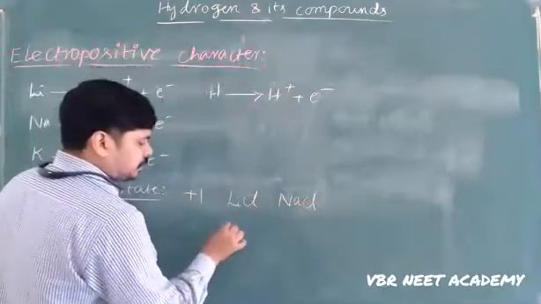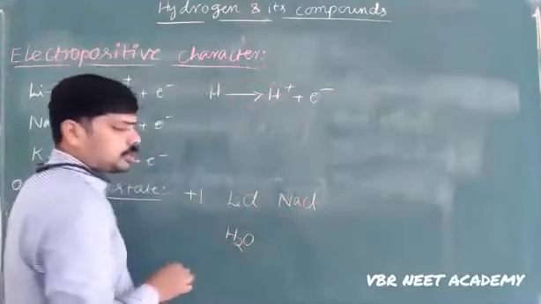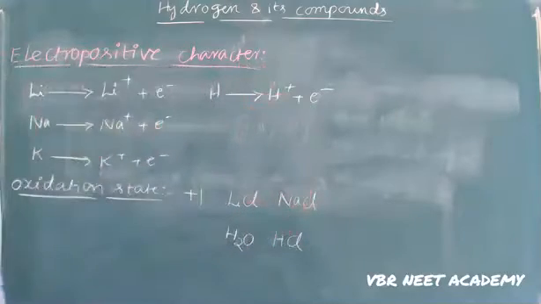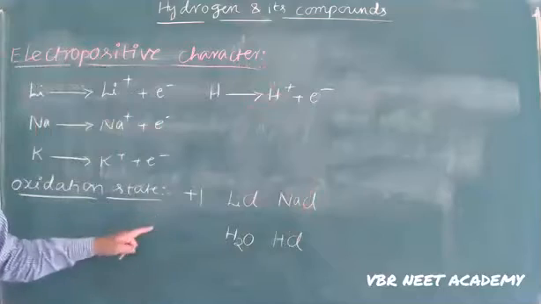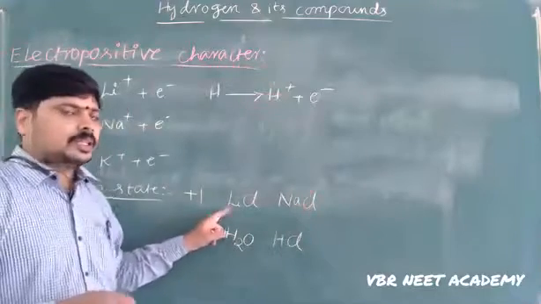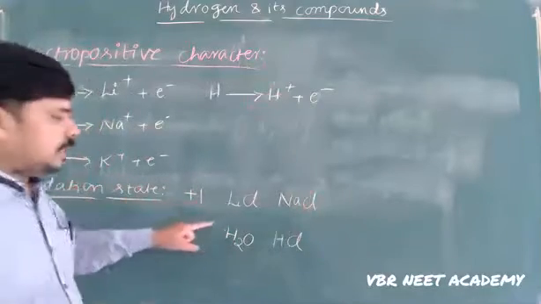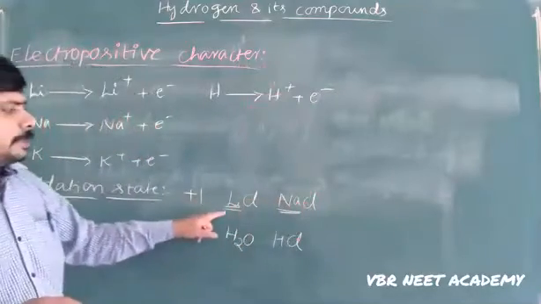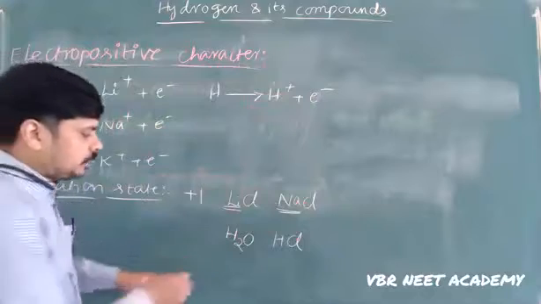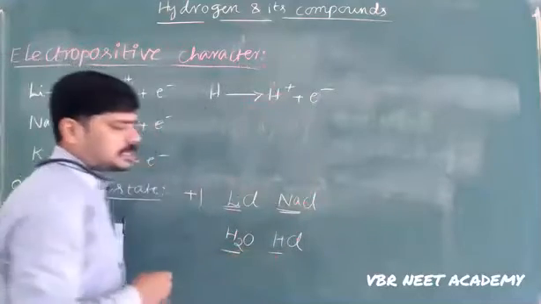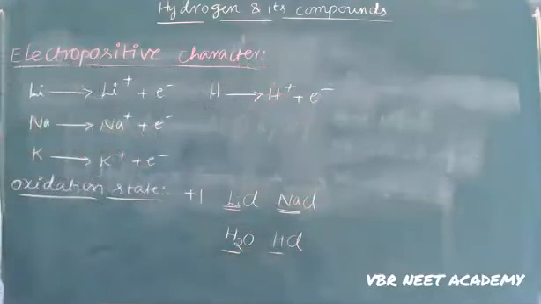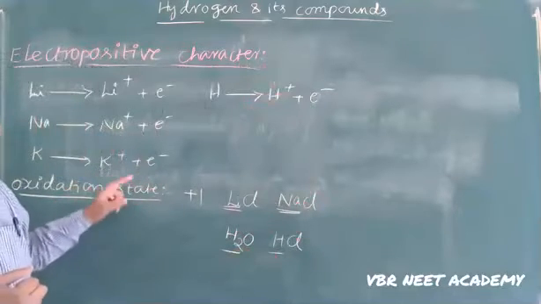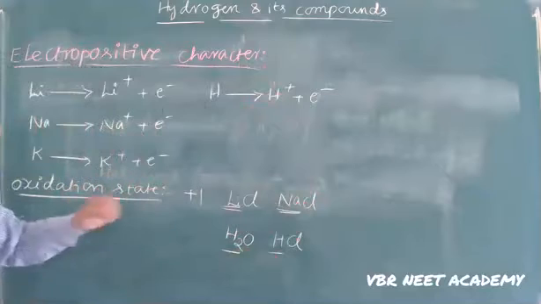Similarly, your hydrogen is also going to form H2O. It is also showing +1. HCl, it is also showing +1. So the oxidation state of your hydrogen is +1, and along with your alkali metals, Li here will be showing +1, and sodium here also will be showing +1. So as they are showing the +1 oxidation state, your hydrogen in this case is also showing the +1 oxidation state. So the +1 oxidation state is a similarity with your alkali metals.